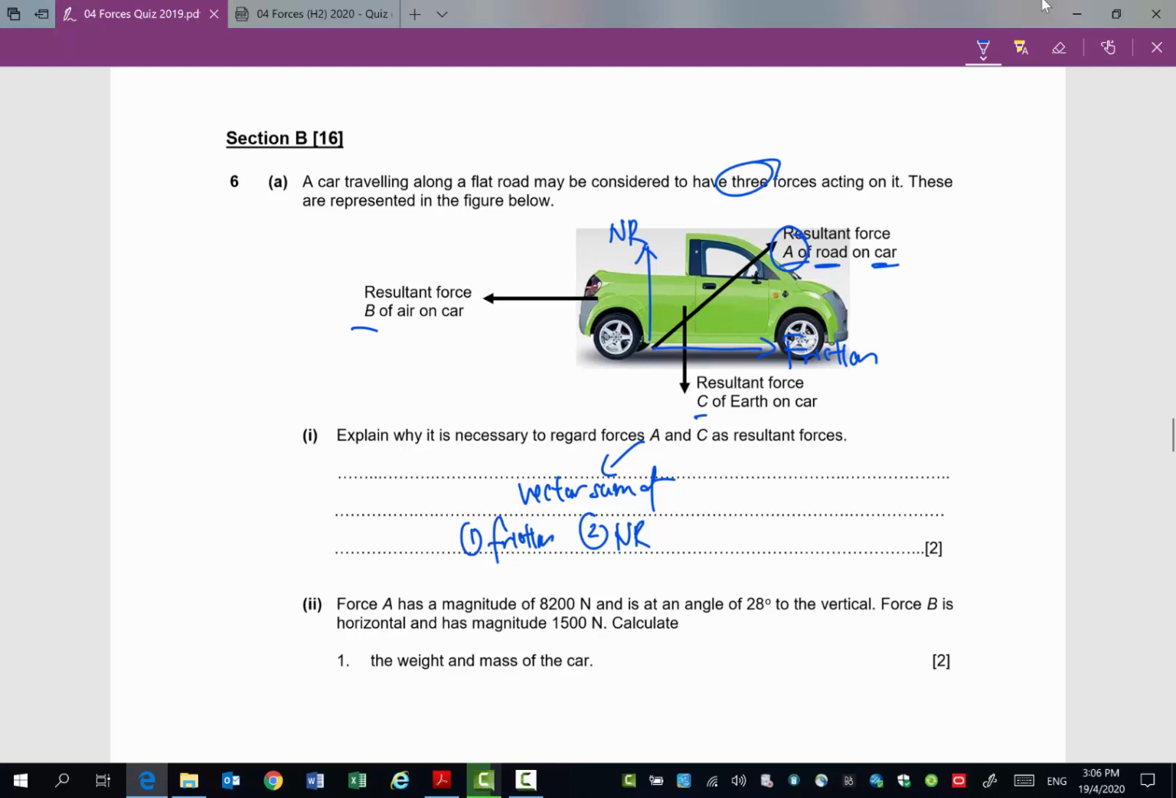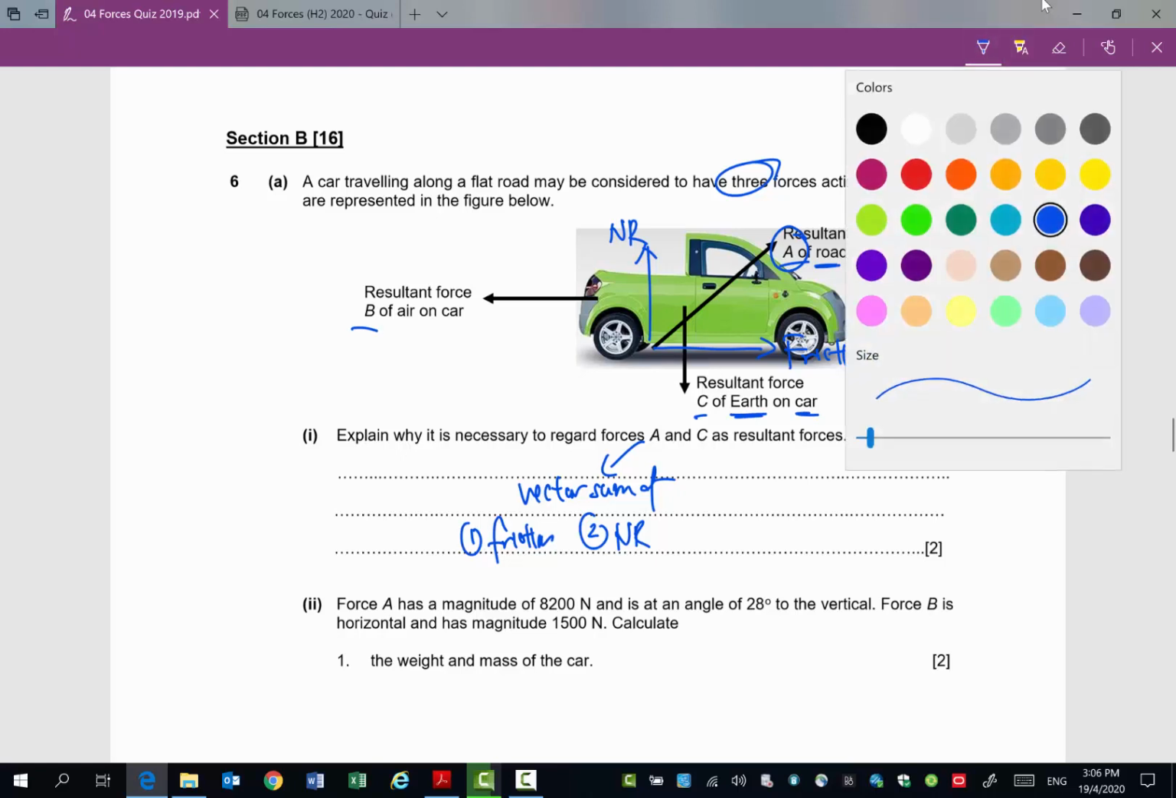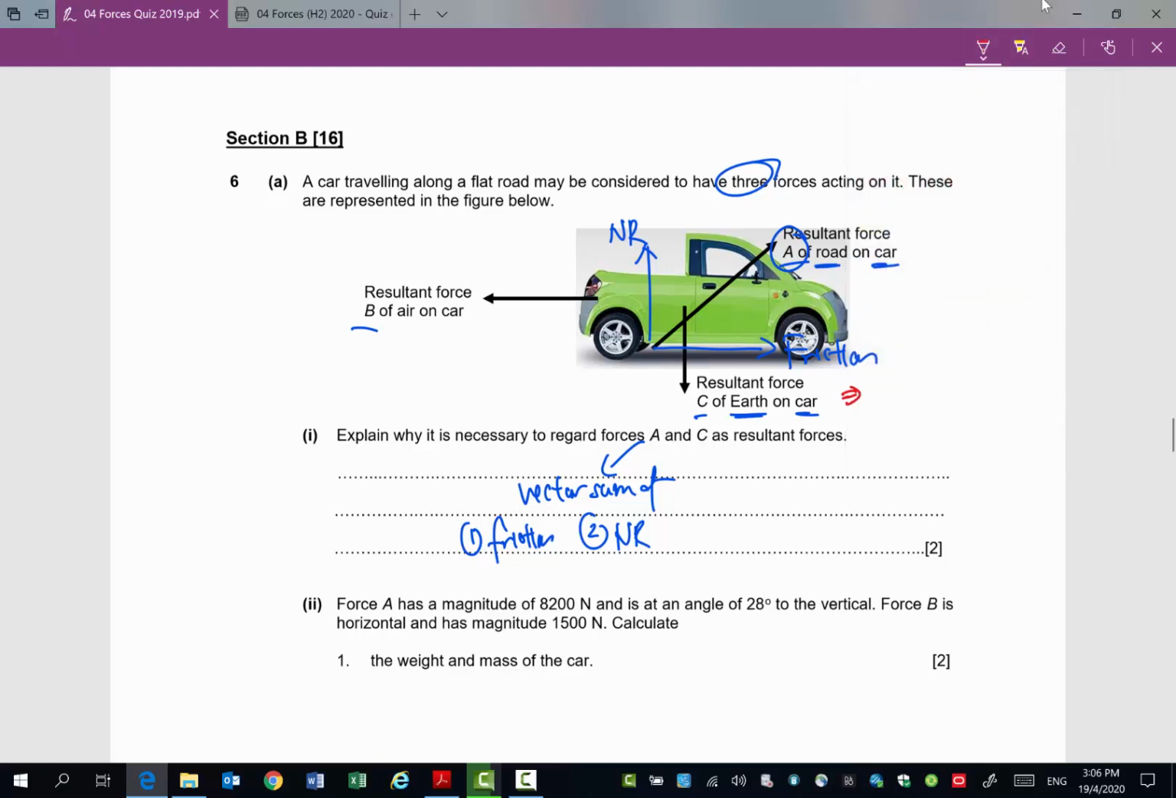Now for the resultant force C. Force C is actually Earth on car. So immediately you should realize that C is the weight. For this particular part 1, most students would have understood weight as a single force, but to fully understand what weight itself is, weight is actually a resultant force of all the weight of every part of the car.